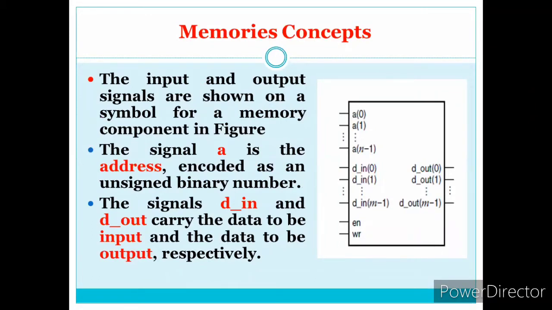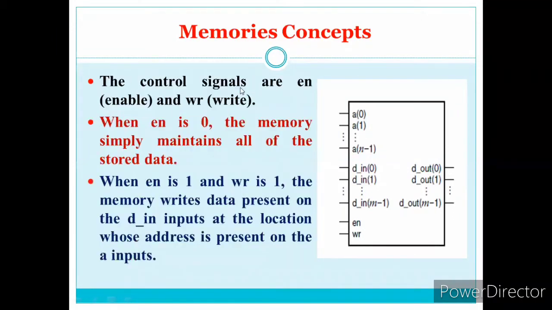A simple memory component is shown in this figure, which consists of A, represented as an address encoded as unsigned binary numbers, whereas data_in is the data input and data_out is the data output. Enable and write signals we have there. The control signals are enable and write. When enable is 0, the memory simply maintains all of the stored data. So nothing is performed because it is an idle state.